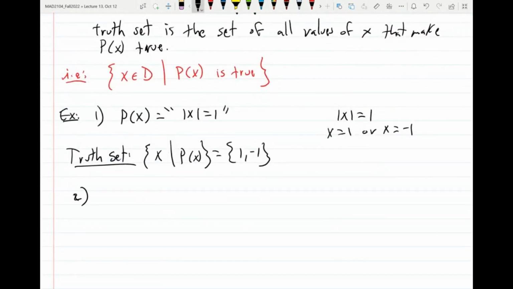So let's practice some algebra. I mean, this is just to make a point. Okay, let's make it a little bit fun. So how about x squared plus 2x plus 3? What is the truth set of this? What do we need to do?